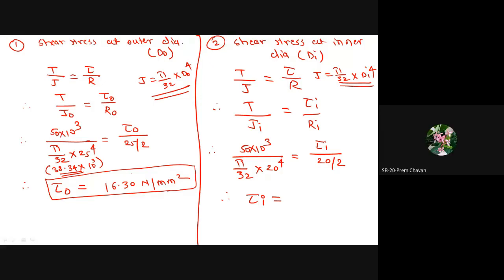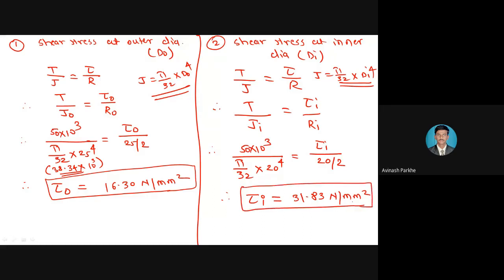12.73 into 10 raised to 3. How much? For which? Tau for inner diameter, 12.73. No sir, 31.84. Please do the calculation properly. It is near about 31 point something. Yes, 31.84. 31.83 Newton per mm square. Please do the calculations properly. Yes, 31.84 or 83 Newton per mm square.